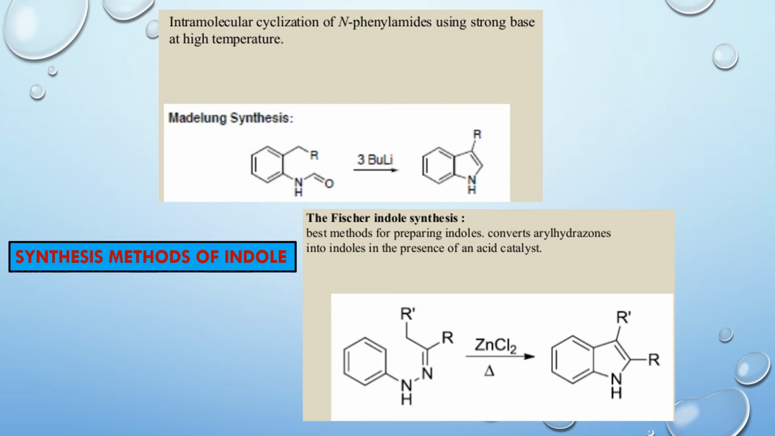The second method is Madelung synthesis, and it is the intramolecular cyclization of N-phenylamides using a strong base. Here it is butyl lithium at high temperature.